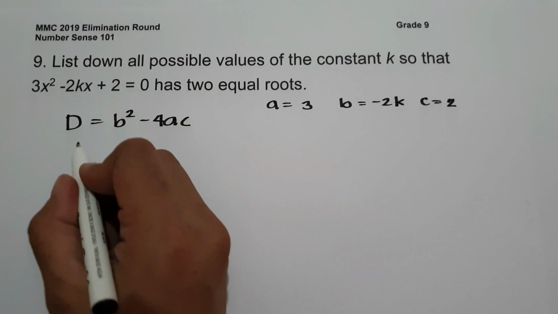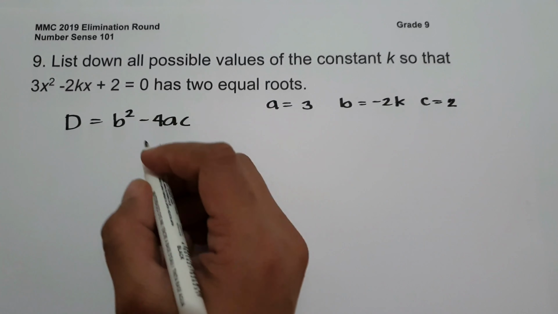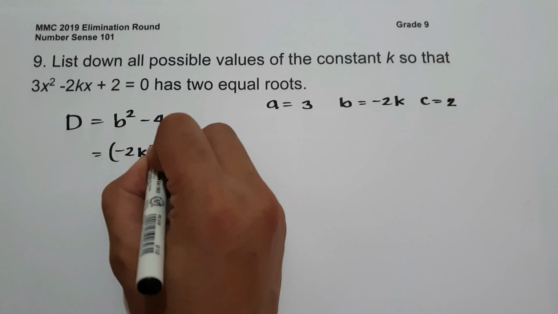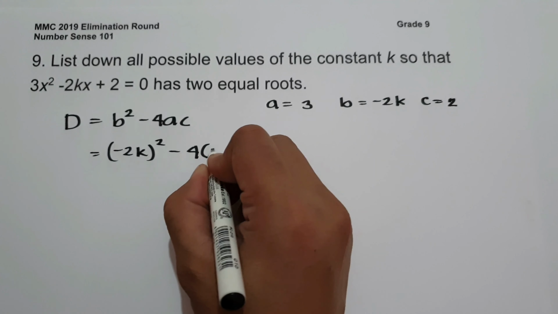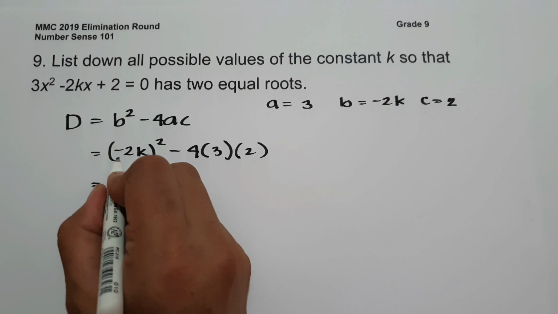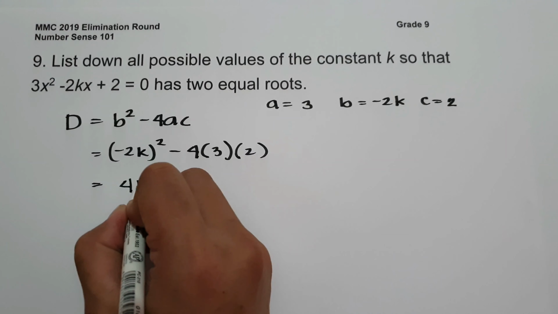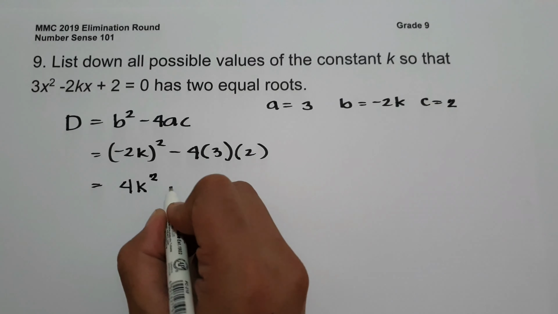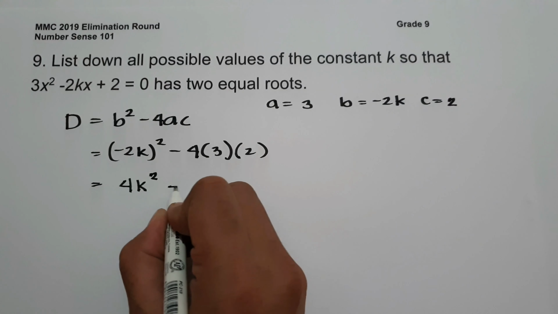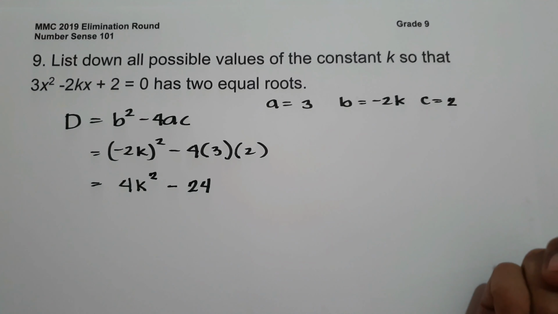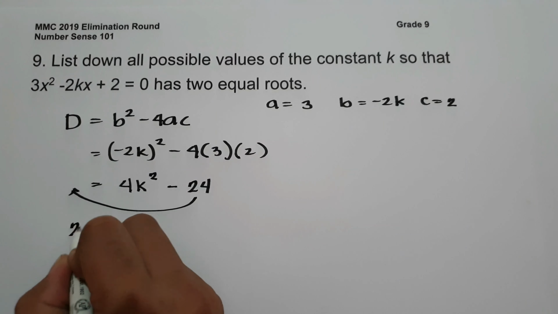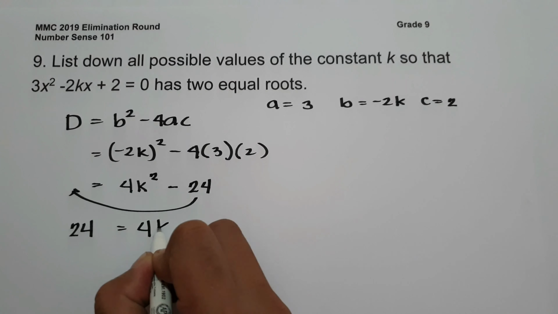So to find the value of k, let us substitute this to the given equation. So b, that is negative 2k, squared, minus 4 times a, that is 3, multiplied by c, that is 2. And then negative 2k raised to 2, that is positive 4k squared. Then negative 4 times 3 multiplied by 2, that is negative 24. And then let us move negative 24 to the other side. It will give us 24 equals 4k squared.